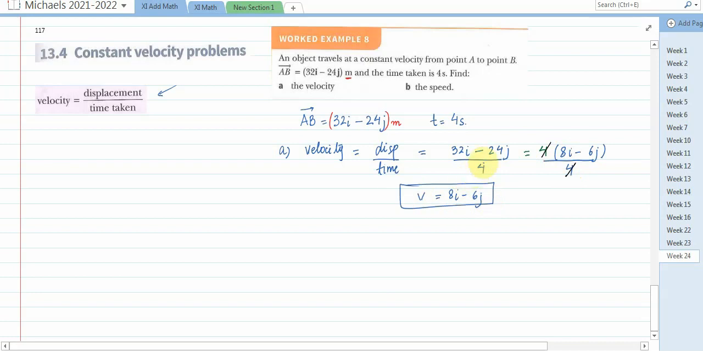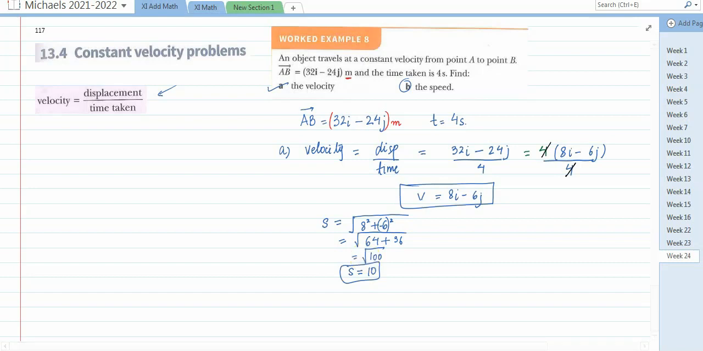Alright, once you have the expression for velocity, we need to find out the speed, right? The speed is basically the magnitude of the velocity, and that will be 8 square plus 6 square. If you say minus 6 square, that will also be 36. 8 square is 64 plus minus 6 square is 36, leads to 100. Root of 100 is 10. So the speed is 10 and the velocity is 8I minus 6J.